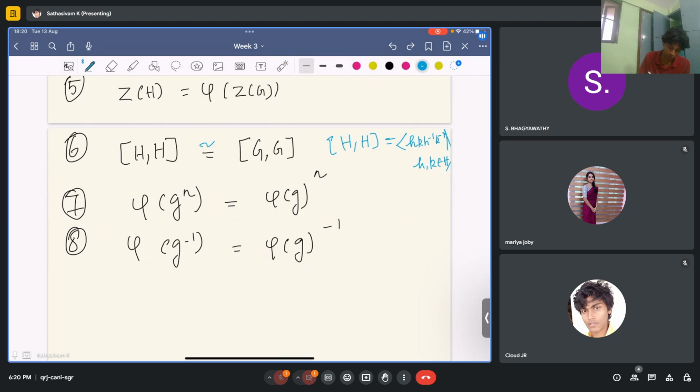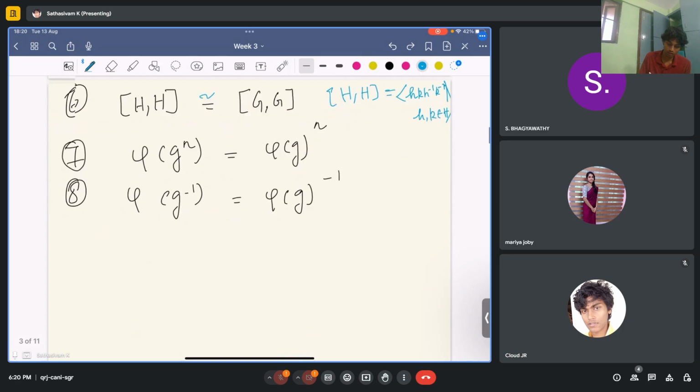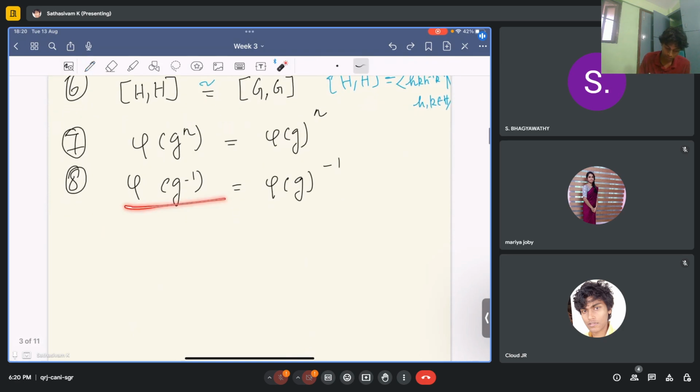And we can also, if there is a power n, bring it outside. You keep using the homomorphism property again and again by index, and you can prove this. And probably another property is phi of g inverse. If you have the inverse, you can take it outside, so you can write it as phi of g whole inverse.